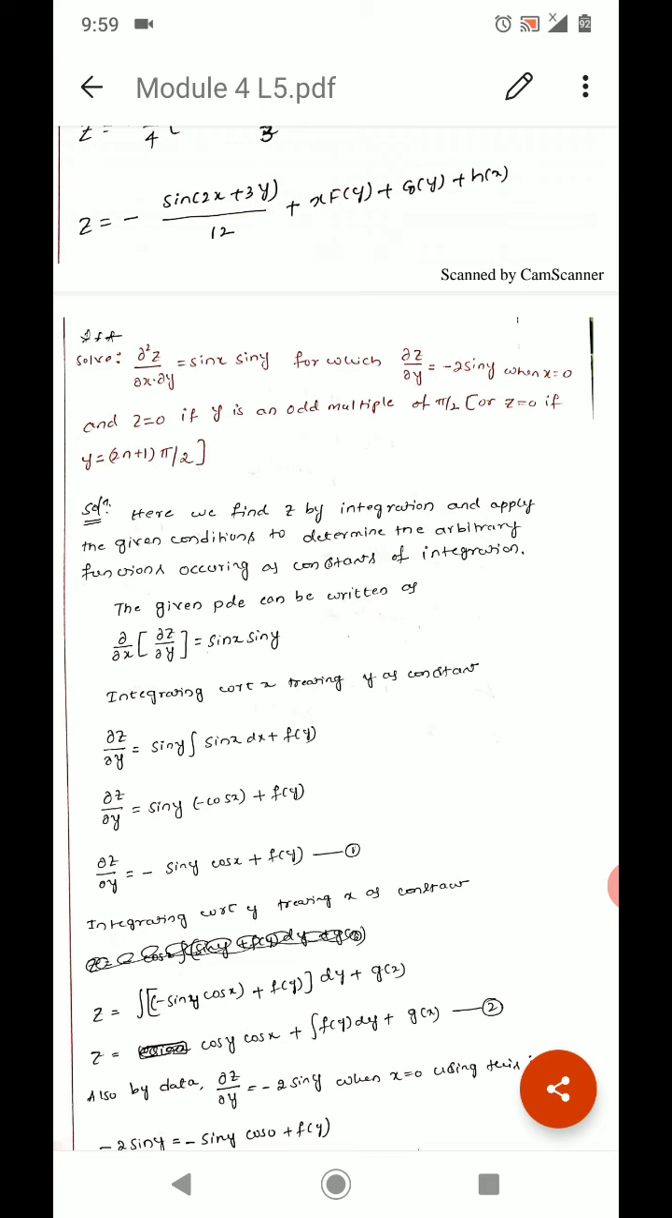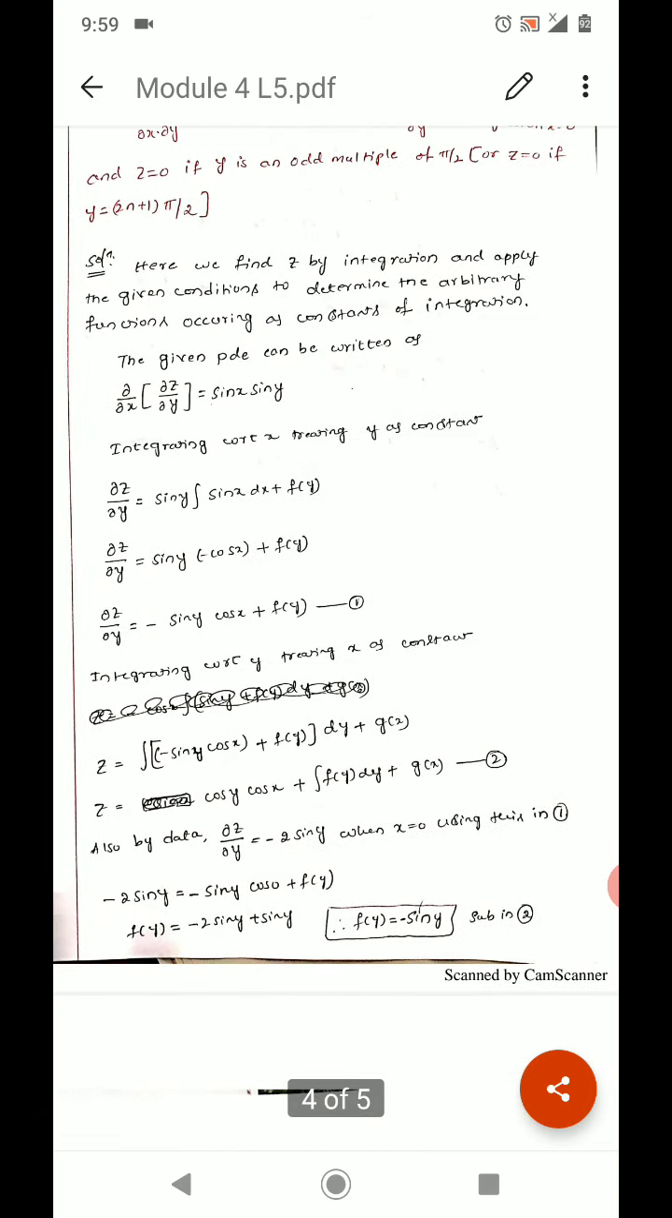So the given equation can be written as del by del x of del z by del y, which is equal to sin x into sin y. So to eliminate del by del x, we have to integrate with respect to x, treating y as constant. So that will become del z by del y, which is equal to, sin y is constant, so keep it outside, integration of sin x with respect to x plus function of y. So del z by del y, which is equal to sin y of integration of sin is minus cos x plus f of y. So that will become minus sin y into cos x plus f of y. So take that equation 1.